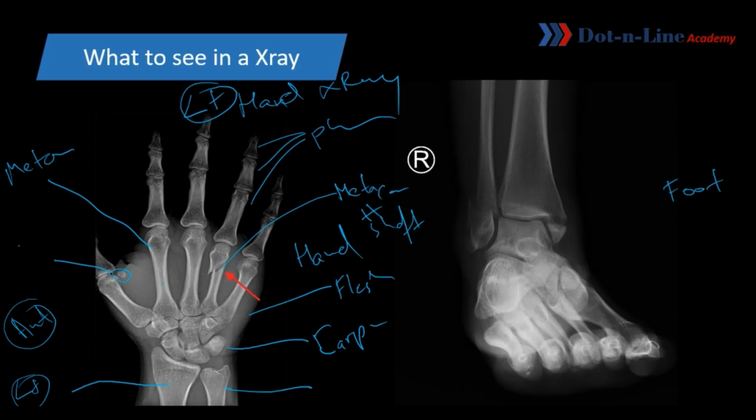Sesamoid bone is a type of bone. It is not considered under the 206 bones of our body. It is extra bone developed here. Okay, so learn about bones also.